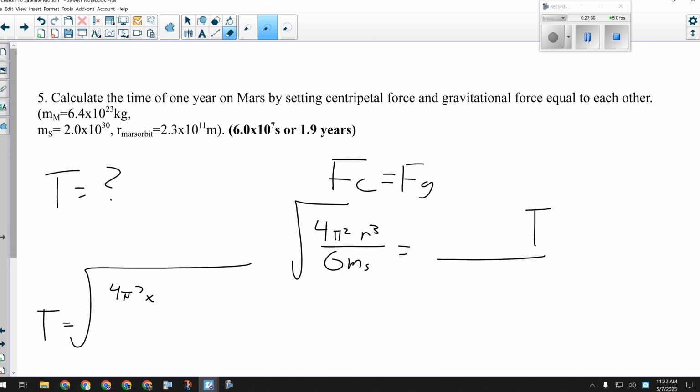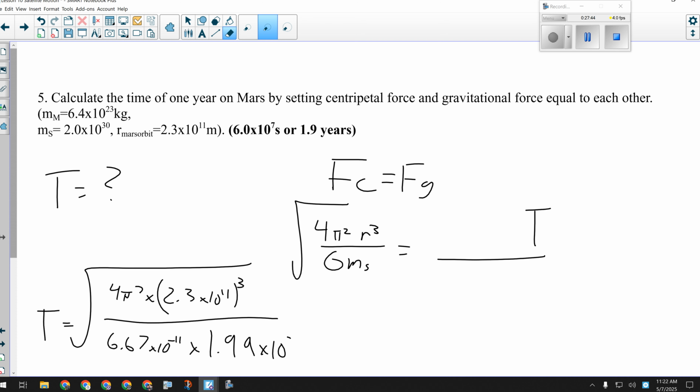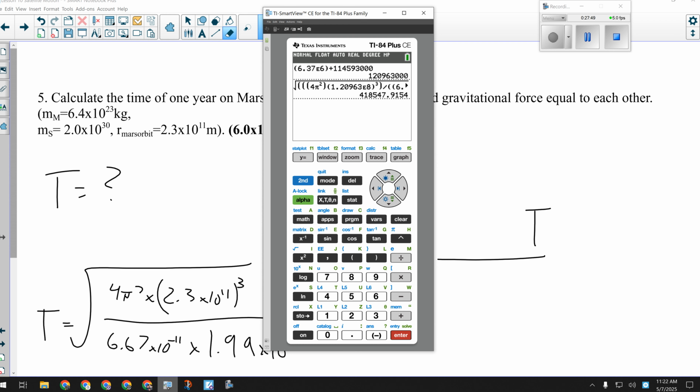Oh, there it is. Okay, 2.3 times 10 to the 11 cubed, divided by 6.67 times 10 to the minus 11 times 1.99 times 10 to the 30, the mass of the sun. So we will have, and this one I'll do piecemeal. I'm going to go 4 pi squared and just hit equals. Then I'm going to multiply that by 2.3 E11, and I'm going to cube that, so math 3. Okay, now I've got the top done.